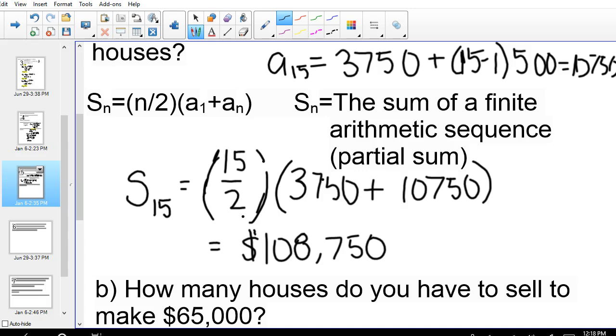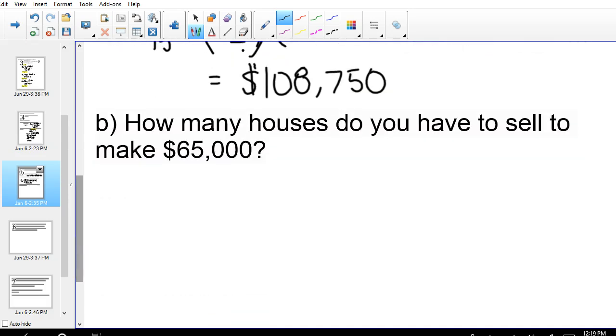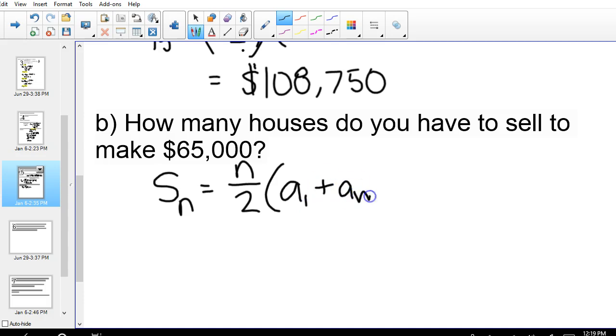Let's say you feel like $108,000 is just excessive. You don't need that much money, so you're not going to work that hard, right? Let's say you just want to make $65,000. That would be enough. That's going to pay your bills. You don't want to work any harder than you have to. So if $65,000 is the sum that you want to have, then in that formula, S sub n equals n over 2 times a sub 1 plus a sub n.